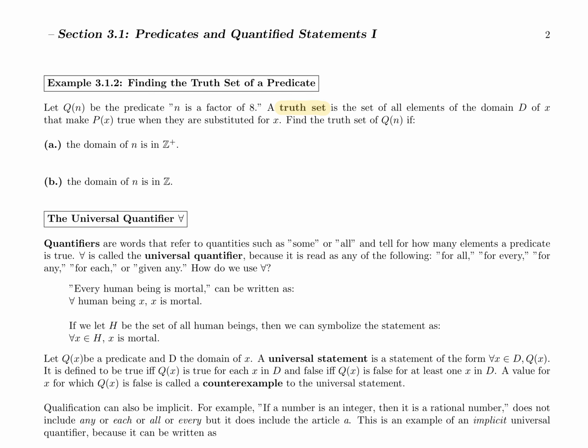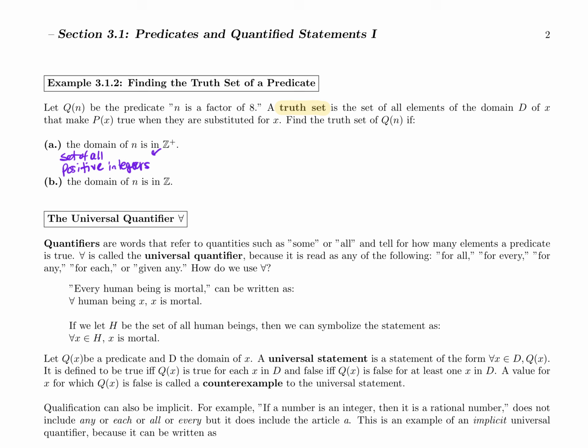So let's find the truth set of Q of n if the domain of n is Z plus. Well, let's talk about what Z plus means first. Z plus is our set of positive integers. And we'll write that right here. So this would be the set of all positive integers.